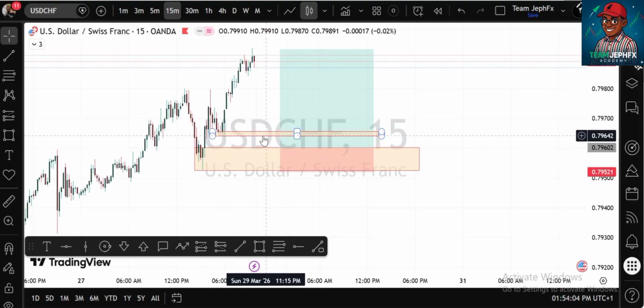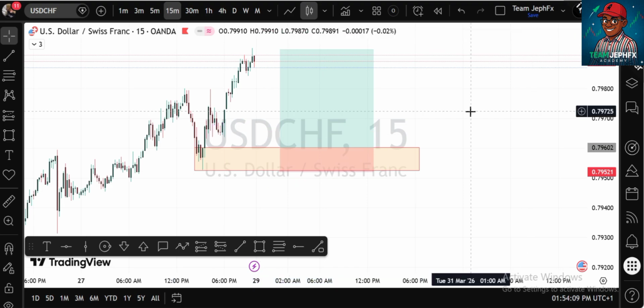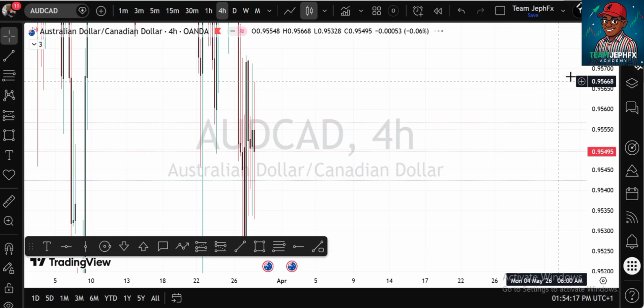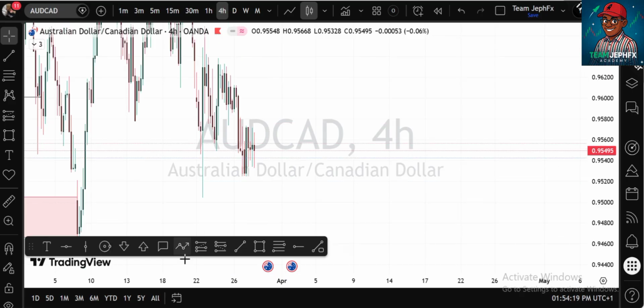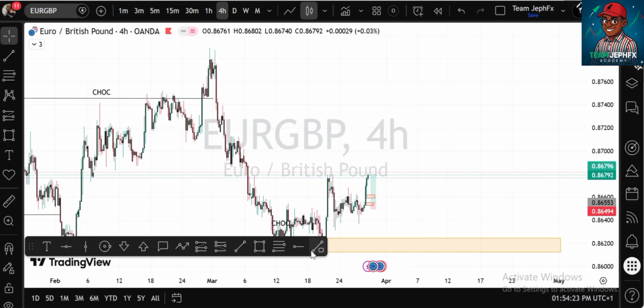And I'm also targeting 1:4 risk to reward. In fact, for almost all the pairs that I've marked, it is just 1:4 risk to reward I've been using. Then for AUD CAD, there is nothing special that I'm looking out for, so I'm just ignoring that pair. I also have something interesting on Euro GBP.